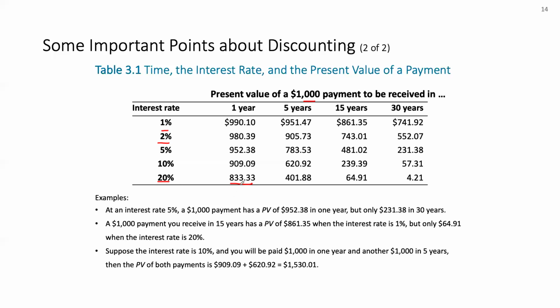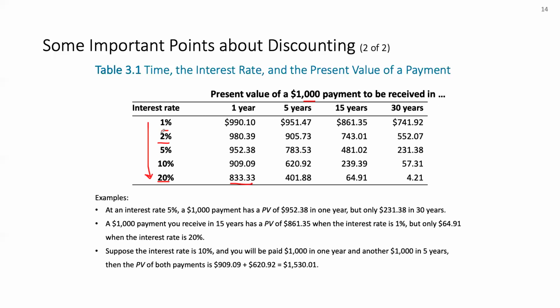I need to just put away $833 when the interest rate is 20% relative to putting away $990.10 when the interest rate is 1%. So the higher the interest rate is, the lower the present value of a future payment. Okay. That's the first dimension: as interest rates go up, the present value is going to go down. The other dimension is obviously the time dimension.